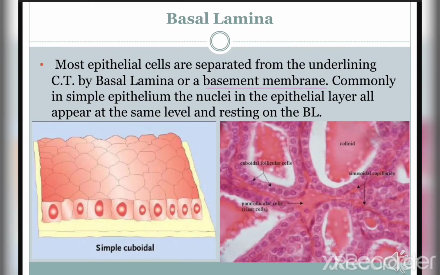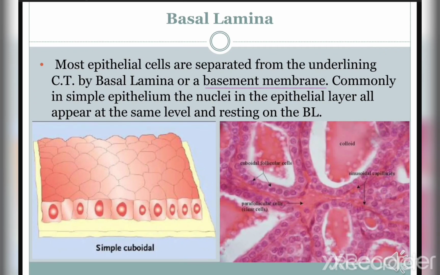Second, it is mainly formed by the cell itself; the epithelial cells excrete it. So it is a layer of extracellular matrix containing collagen type IV, which is a characteristic type of collagen found only in the basal lamina.